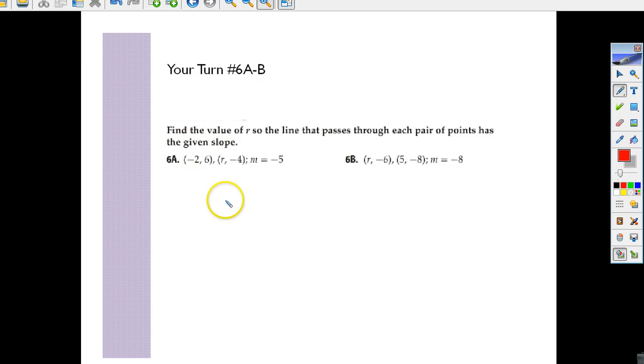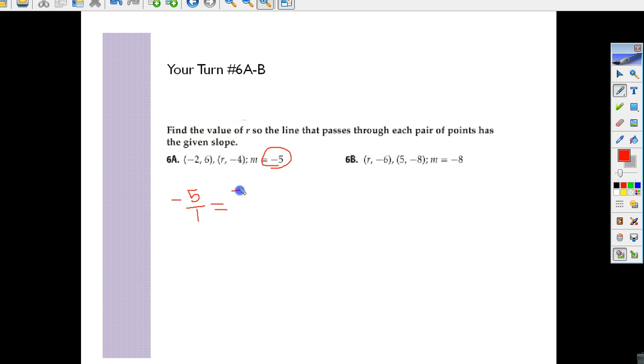Alright, so here's your turn, 6a and 6b. They're telling you what the slope is, and you need to find out what the point is. So here, I'm going to set it up for you. The slope is negative 5, but that's also the same as negative 5 over 1. Any number is the same thing as over 1.